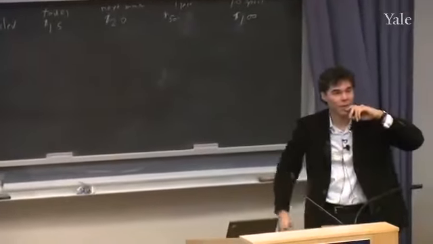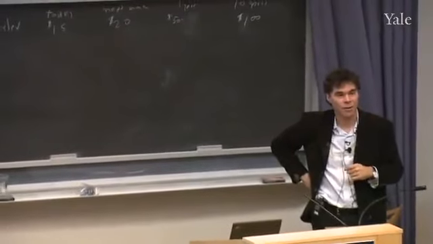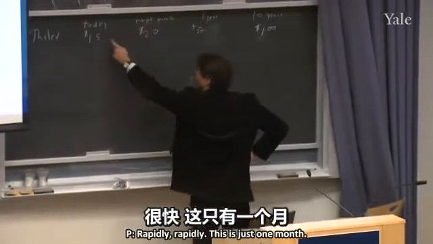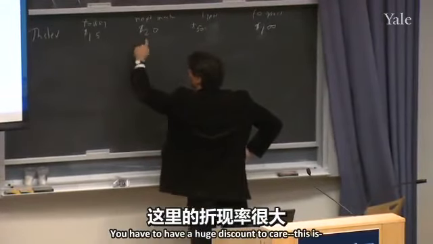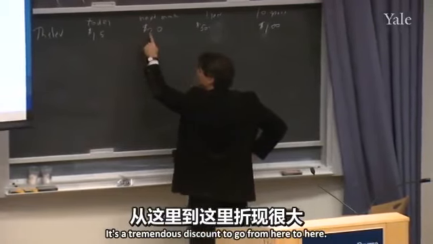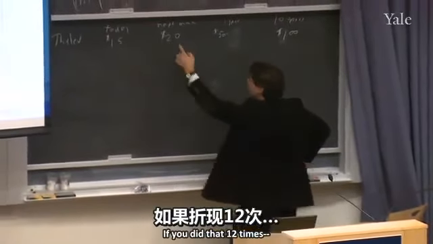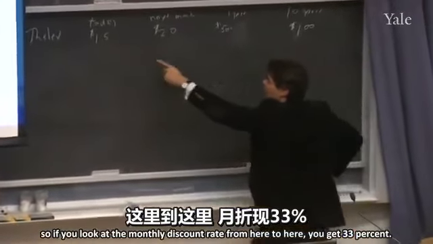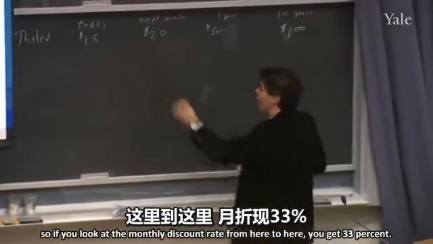What? Yeah. The rate of discount decreases rapidly. This is just 1 month. You have to have a huge discount to care, but here you're discounting by 33% or something a month. It's a tremendous discount to go from here to here. If you did that 12 times, you would have gotten a tiny number. So if you look at the monthly discount rate from here to here, you get like 33%.